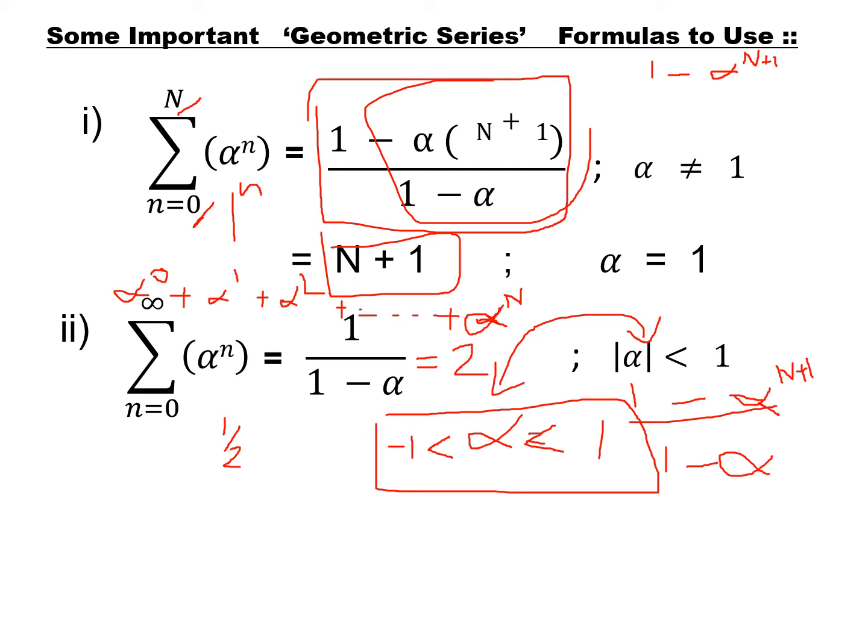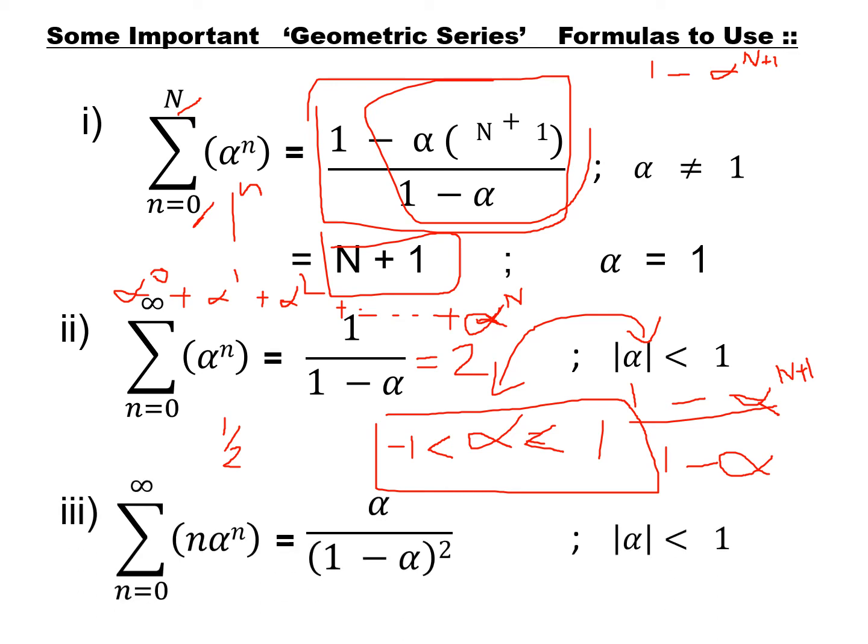One more formula is there. Sometimes, in rare cases, the same formula with n into alpha to the power of n, the summation of n into alpha to the power of n, where n ranges from 0 to infinity. The final answer is alpha divided by 1 minus alpha whole square, provided alpha is a fraction, either positive or negative. Then only this formula applies. If this condition is not satisfied, this formula won't apply, and you have to go for some other formula.